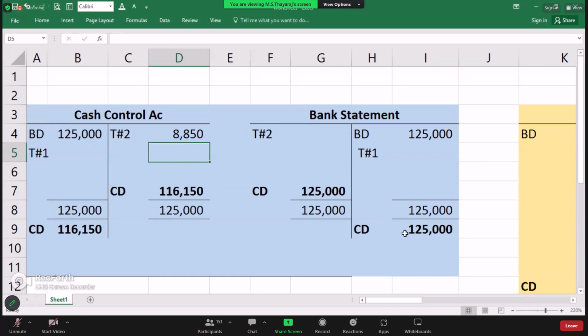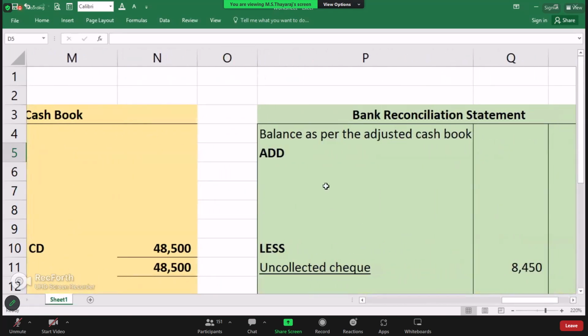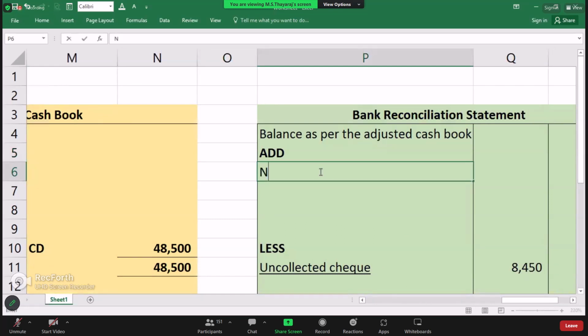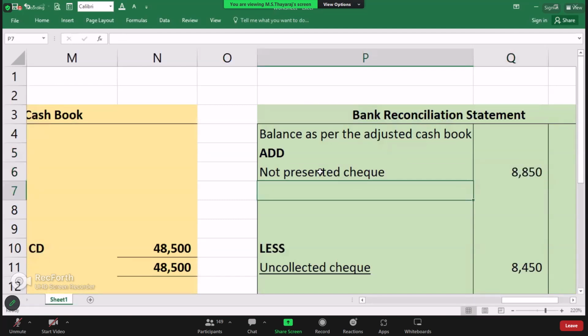So what will happen? The bank statement balance will be increased. Therefore, we have to add that part. Not presented check. How much? 8,850.